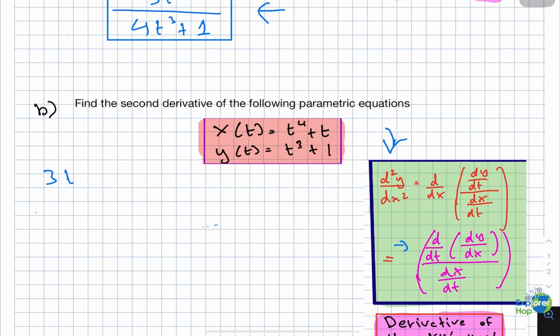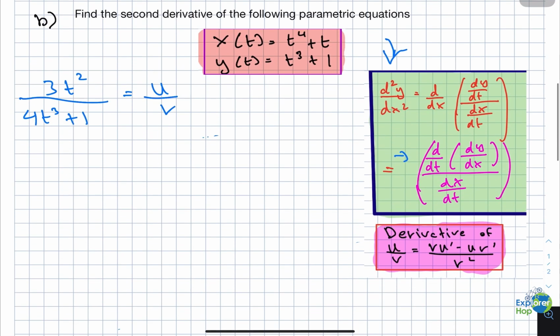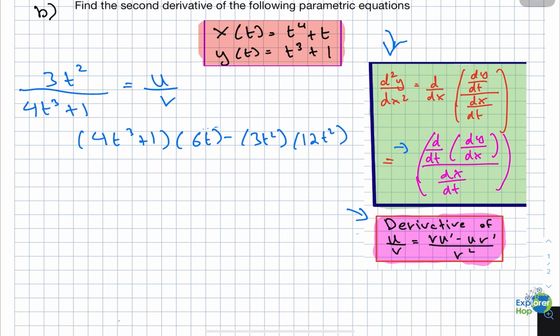The first derivative is 3t squared divided by 4t cubed plus 1. This is the same thing as u over v. We can use this formula, which I've given right here, to find the derivative, which would give me 4t cubed plus 1 multiplied by 6t minus 3t squared multiplied by v dash, which is 12t squared. Now we divide this by v squared, which would be 4t cubed plus 1 whole squared.